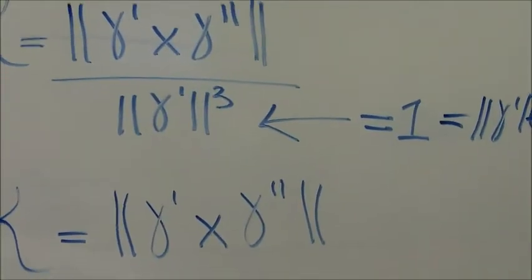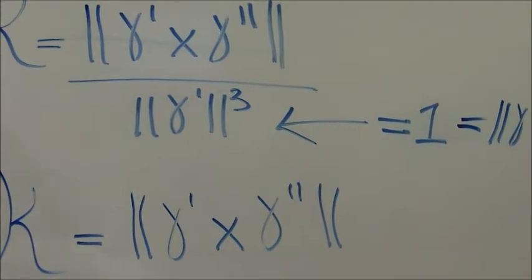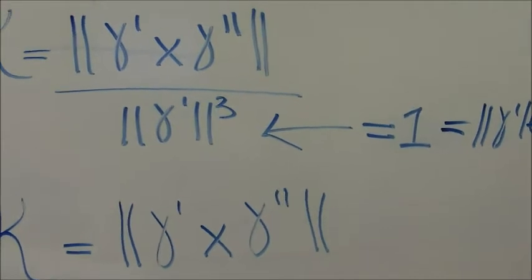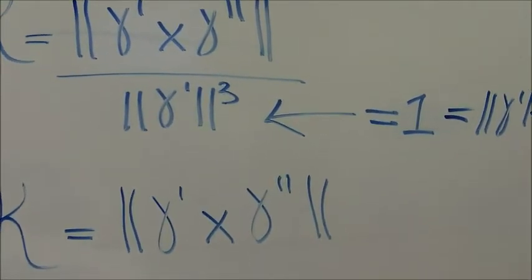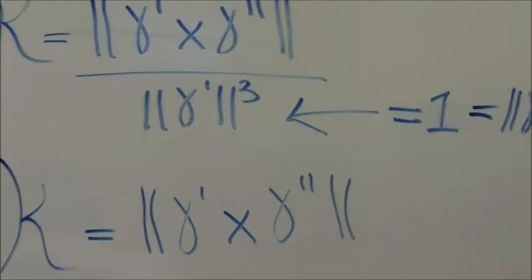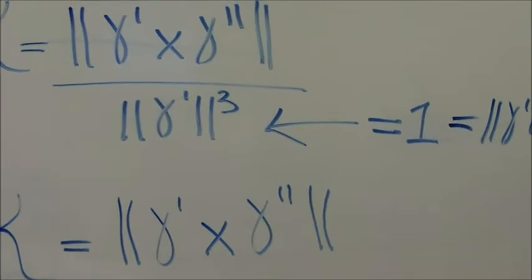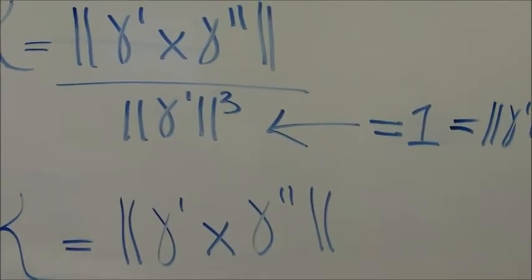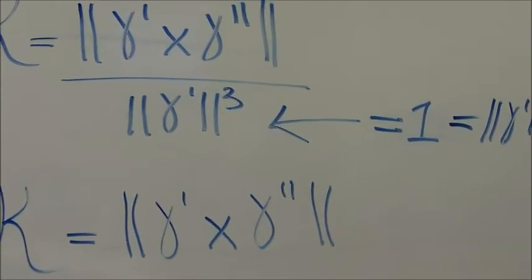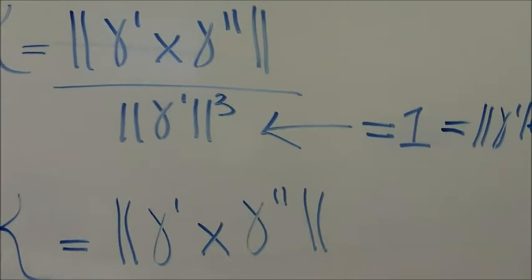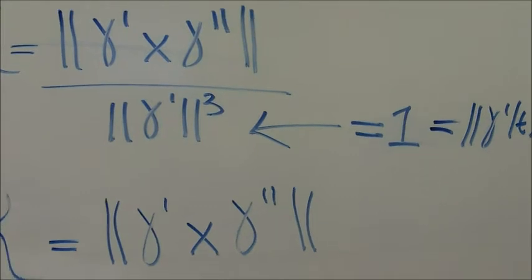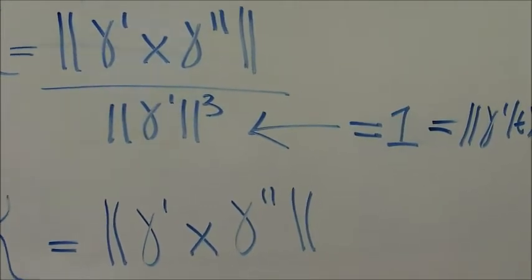We can now calculate the curvature. This is our formula for curvature when working in R3. The formula is the norm of the cross product of gamma prime and gamma prime prime divided by the norm of gamma prime cubed. From what we calculated previously, we know that gamma prime equals 1 for all t, so our curvature now equals the norm of gamma prime cross gamma prime prime, where gamma prime is our first derivative of our space curve, which you showed earlier, and gamma prime prime is the second derivative of our space curve.